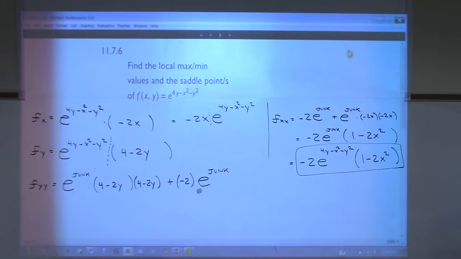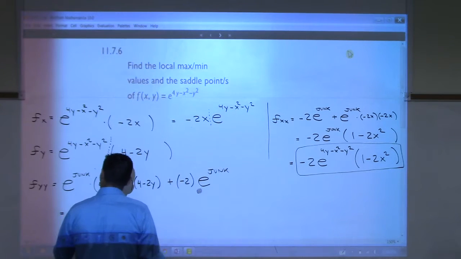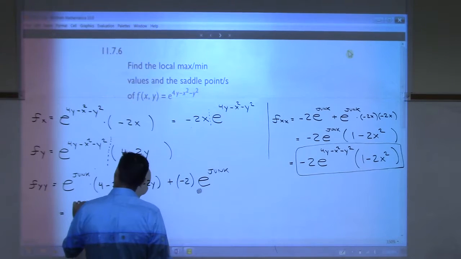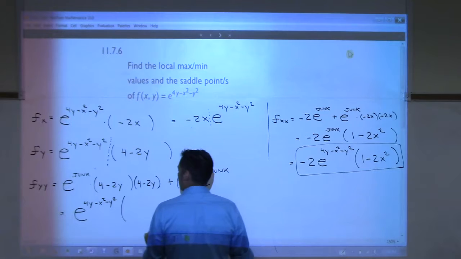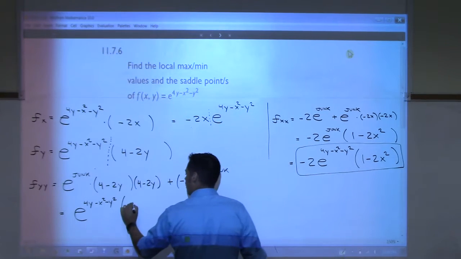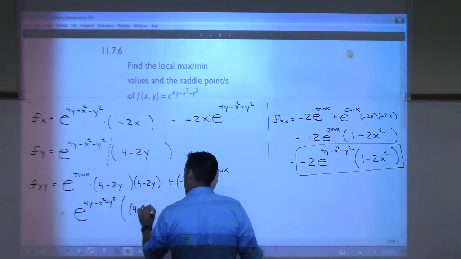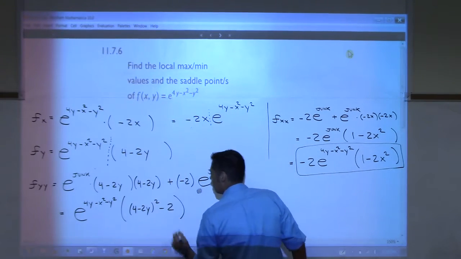I'm just going to factor out an e to the junk. That's all I'm going to factor out. I could factor more, but I'm just going to do that. E to the 4y minus x squared minus y squared comes out. I'm left with these two, right? So I'm going to write 4 minus 2y squared, but then over here I'm left with minus 2.